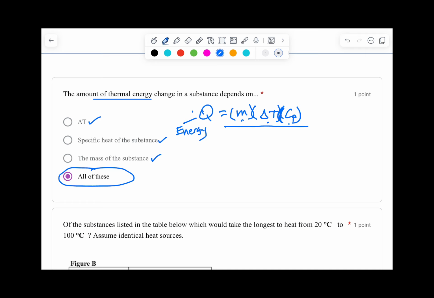One of the things you want to do, and this is a test-taking clue, is that if you're going to take a test and it's multiple choice, get used to reading every single answer. Because you might say, oh yeah, it's change in temperature, I'm only going to pick that one.